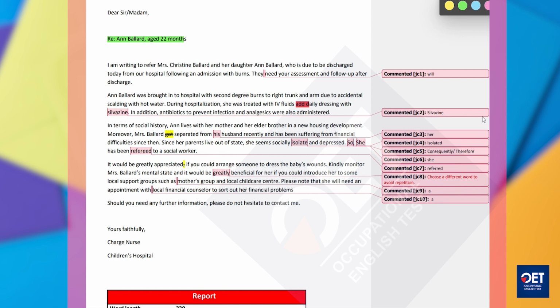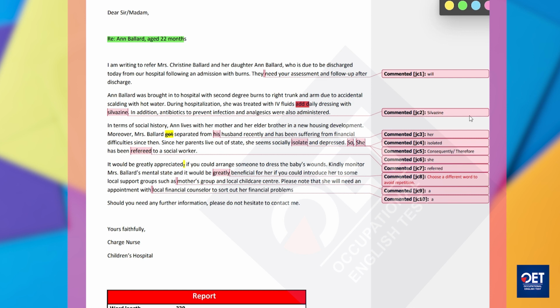In addition, antibiotics to prevent infection and analgesics were also administered. Now, moving towards the second body paragraph, patient social history. In terms of social history, Anne lives with her mother and her elder brother in a new housing development.